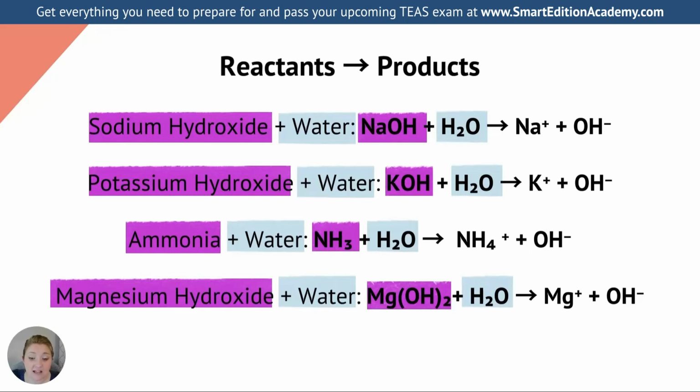Magnesium hydroxide, MgOH, is going to break up into Mg and OH. So with acids, you're going to end up with a hydrogen that is broken apart, and that hydrogen often combines with H2O to make H3O. And with bases, you're going to have the base break apart to have an ion plus an OH, hydroxide.